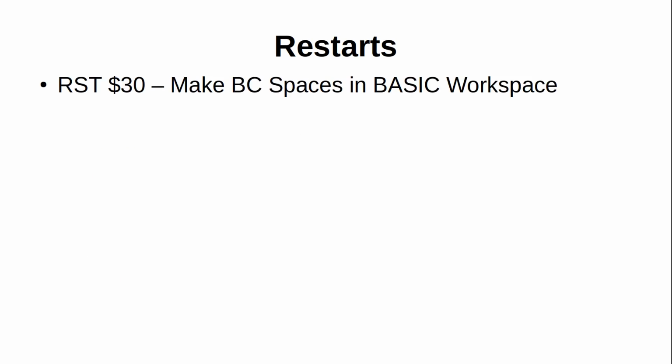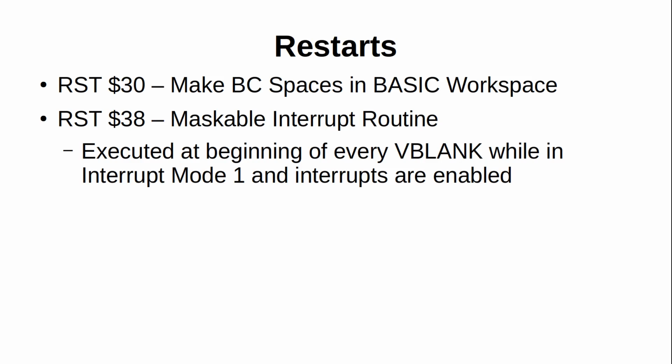Let's move on to the rest of the restarts, starting with RST30, which is used to allocate a number of spaces specified in the BC register in the basic workspace. Dealing with that is something you probably don't want to do in an assembly language program, where you're better off managing your own memory, usually with fixed allocation. Then we come to the last restart, which by definition needs to be the maskable interrupt routine for interrupt mode 1, like we discussed in our previous lesson.